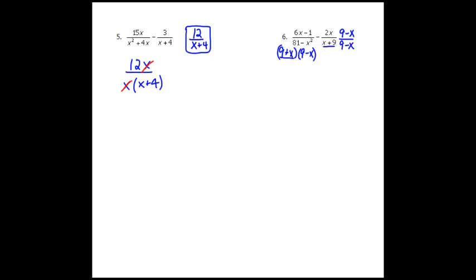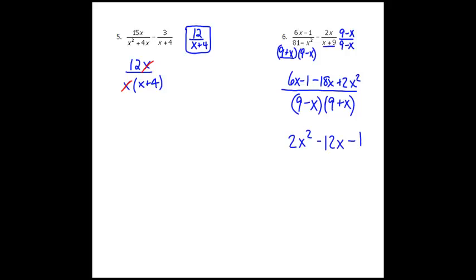I'm going to write out the full answer that I had. I had 6x minus 1 minus 18x plus 2x squared. Be careful with the distribution of the negatives. I can't say that enough. Just really have to be careful. Some of you might need to take an extra step there. My final answer is going to be 2x squared minus 12x minus 1 all over 9 minus x times 9 plus x. Let's move along to the next couple.